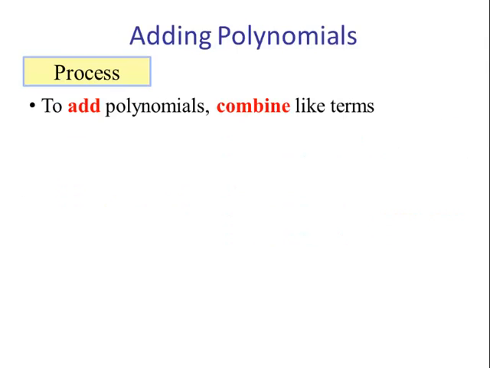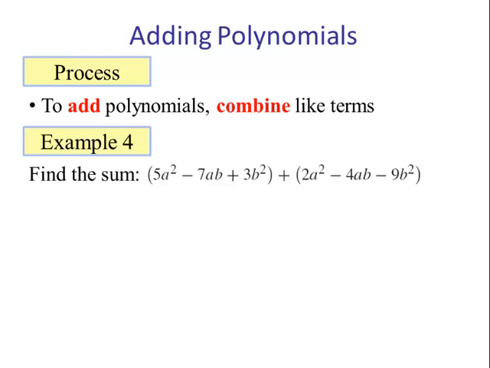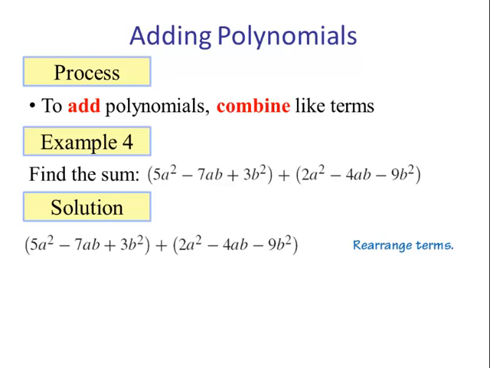Adding polynomials. Process: to add polynomials, combine like terms. Let's look at an example. Find the sum 5a squared minus 7ab plus 3b squared plus the second polynomial, which is 2a squared minus 4ab minus 9b squared. Solution. One way to do this is to rearrange the terms.